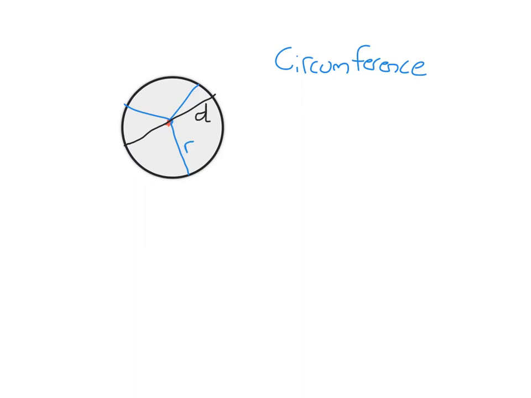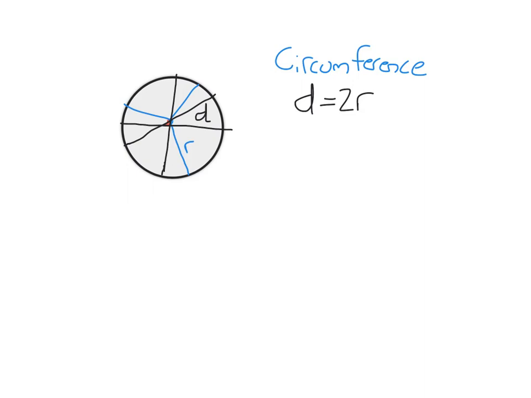And once again, it doesn't matter where you draw it. That length is the same as this length here, the diameter, as long as it goes through the center of the circle. So the diameter is always double the radius. It's important you know diameter and radius because they help us calculate the circumference and area of a circle.